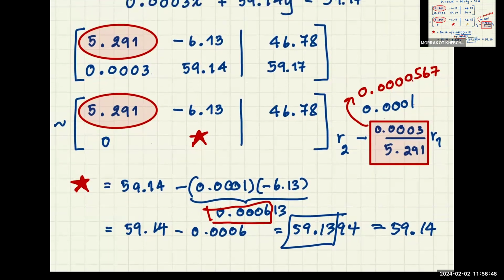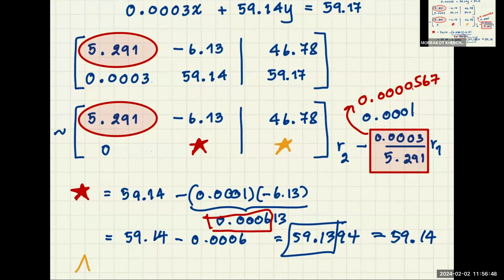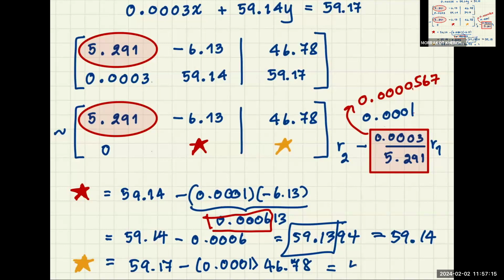And the yellow star equal to what? Equal to 59.17 minus 0.0001, which is this number multiplied by 46.78, okay? It's gonna be about 59.17, okay?